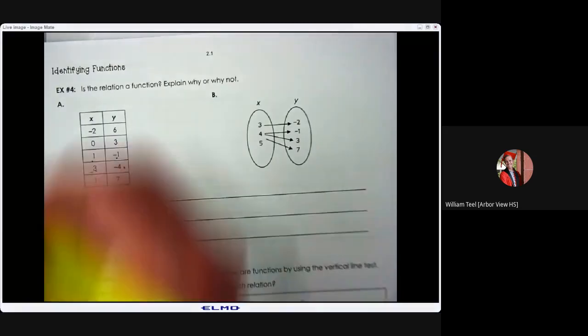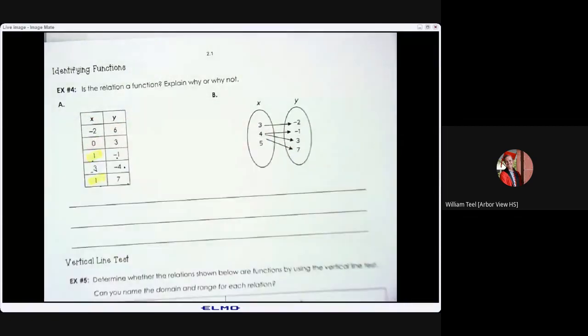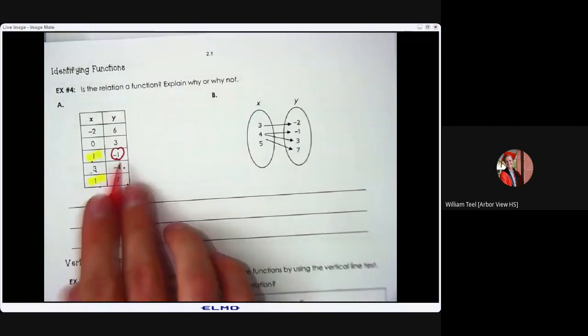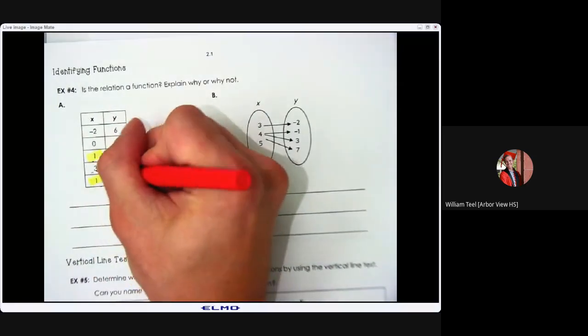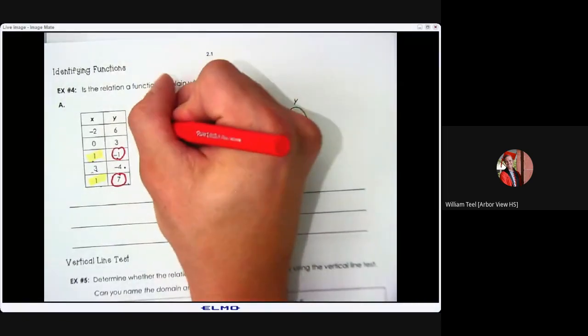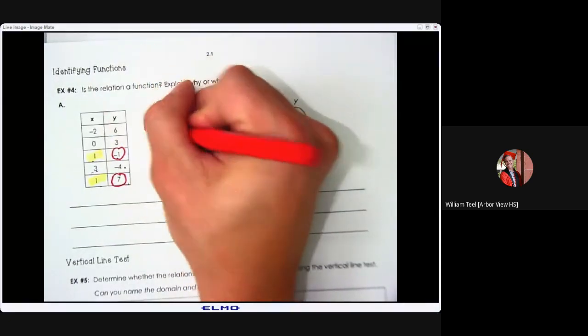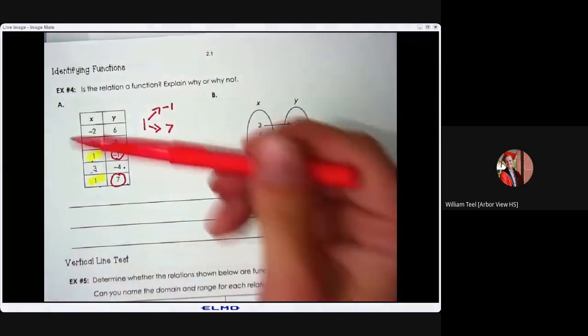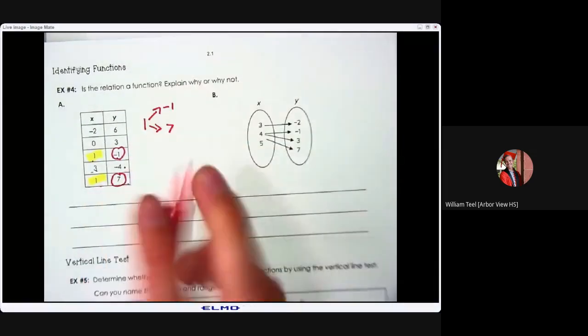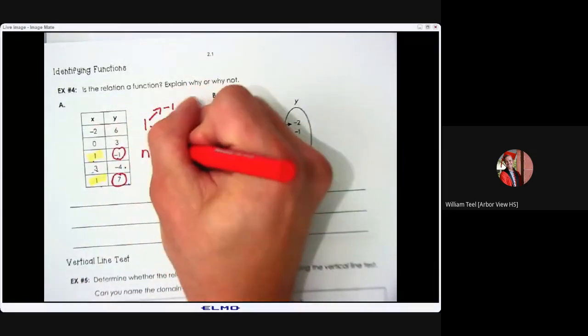If you'll notice, these two numbers are the same. We have two of the same input. However, if we input 1, we can get -1, and we can also get 7. So what this means is we have 1 corresponding to 2 separate outputs, -1 and 7. This is saying that Mr. Teal is at both Starbucks and Chipotle at the same time. That input has 2 outputs. That is not acceptable for a function, so we're going to say this is not a function.